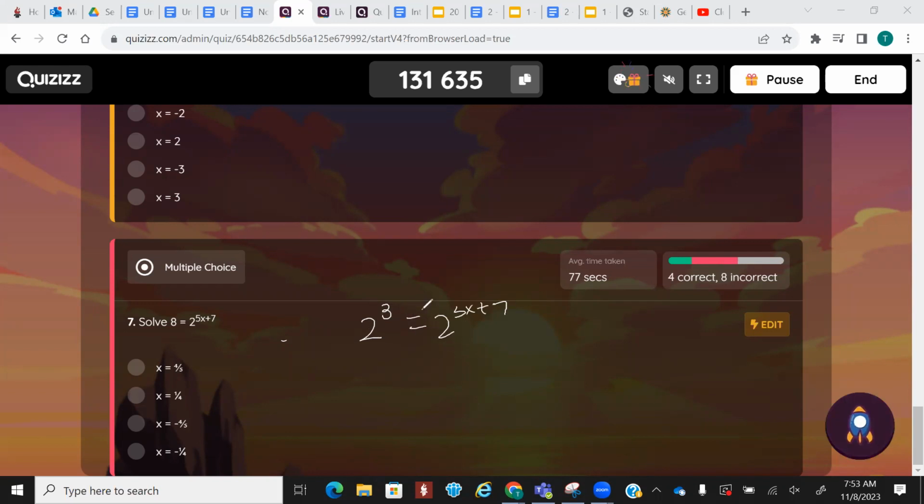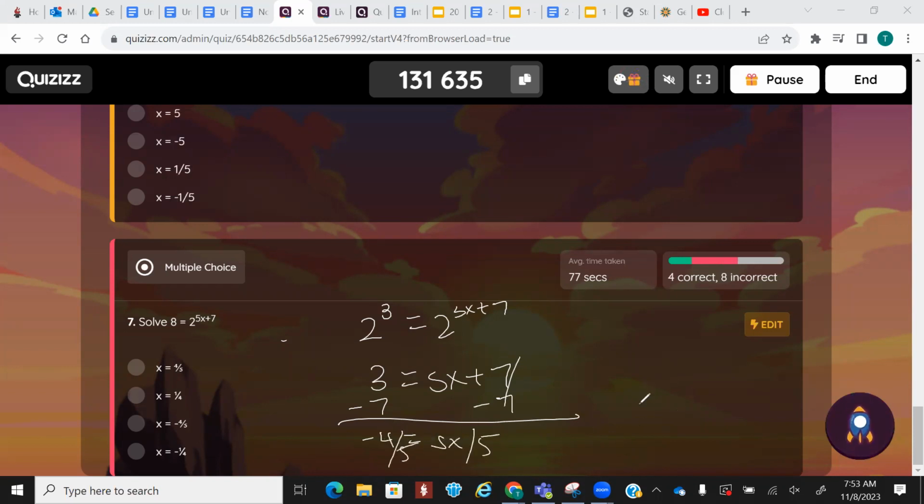Okay, so now since we have the same base, we can set the exponents equal to each other and we can solve. So I can subtract 7. I can divide by 5. This will give me x equals -4 fifths. Everybody okay on this? Okay, so again, I have to have the same base. So I have to have 2 to the some power to get me 8. Well, 2 to the third would give me that. And now I can solve just setting the exponents equal to each other. Okay? Don't let these be the ones that you get wrong.